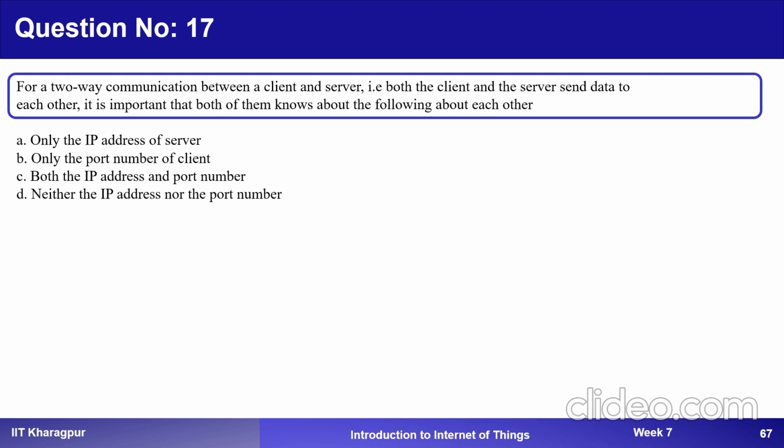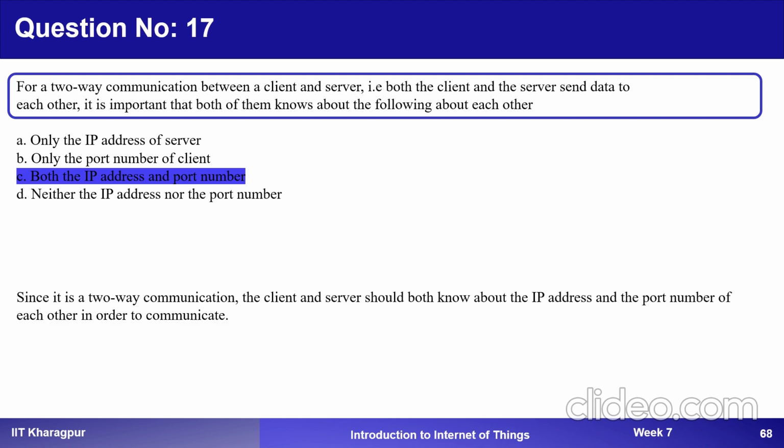Next question is, for a two-way communication between a client and server, that is both the client and server send data to each other, it is important that both of them know the following about each other. Options are only IP address, only port number, both IP and port, neither IP nor port. Same question as before. Option C, both IP address and port number are required.